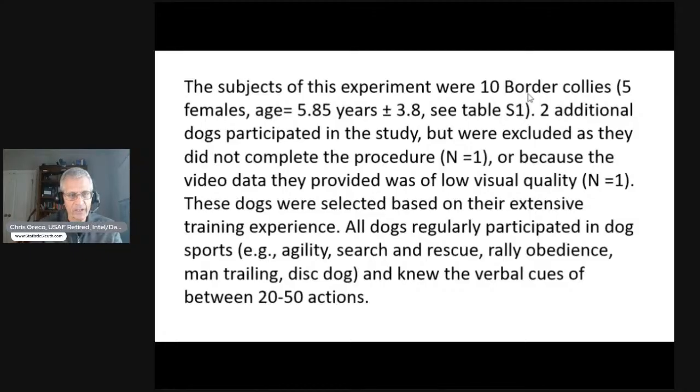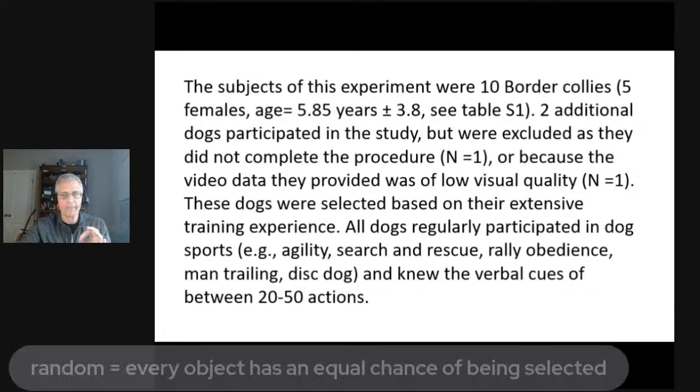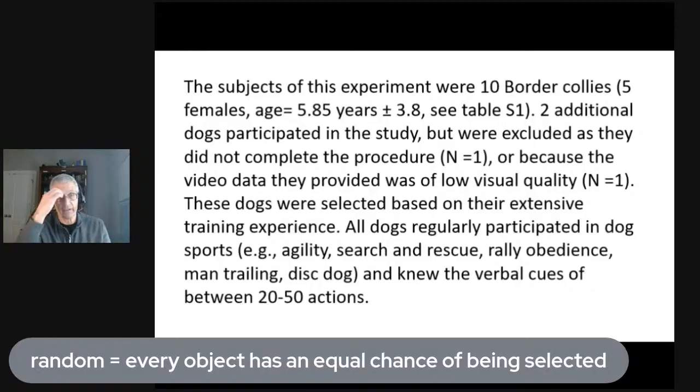Can you see what I'm talking about here? A random sample, and I think this is really important. A random sample means that every object has an equal chance of being selected. Okay, so they had 41 dogs.